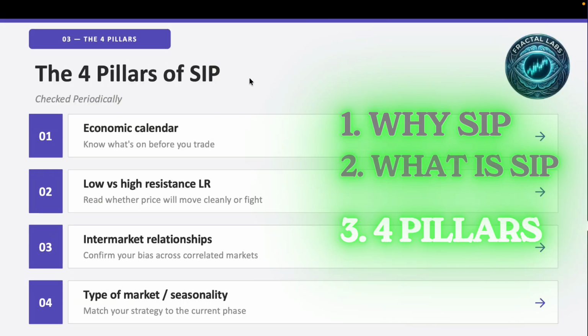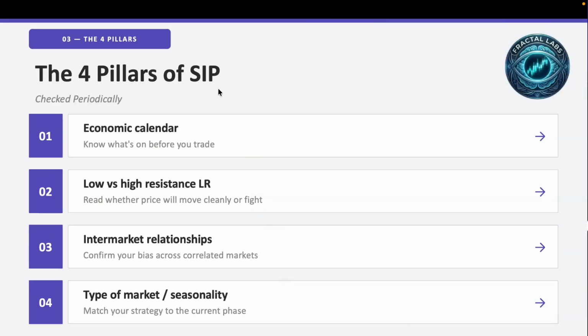So here we have the 4 pillars of SIP. First one is the economic calendar, then the difference between low and high resistance liquidity runs, and not only knowing the difference, but also knowing when they occur. Then intermarket relationships, which means using correlated or inversely correlated assets to help you clear the context. And then finally the type of market and seasonality that the instrument or asset you're trading is in.